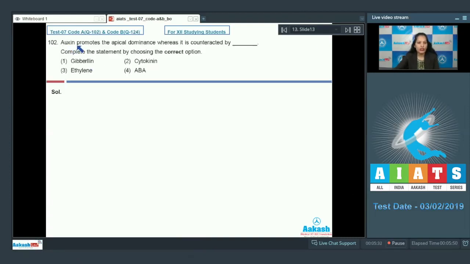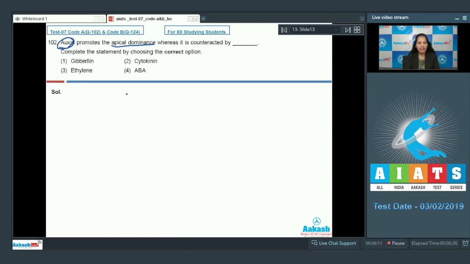Question number 102. Auxin promotes apical dominance, whereas it is counteracted by. Complete the statement by choosing the correct option. First option gibberellin, second cytokinin, third ethylene, fourth ABA. Auxin is the first isolated plant hormone and it promotes apical dominance. What is apical dominance? When auxin is present at the apical position, it prevents the growth of lateral buds. So this is called apical dominance.